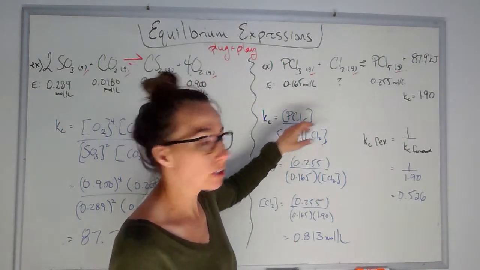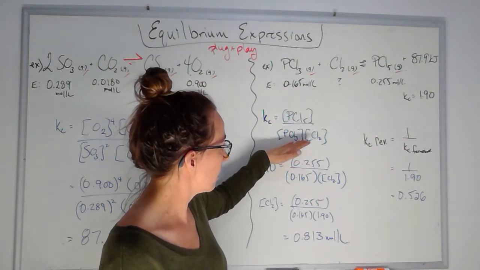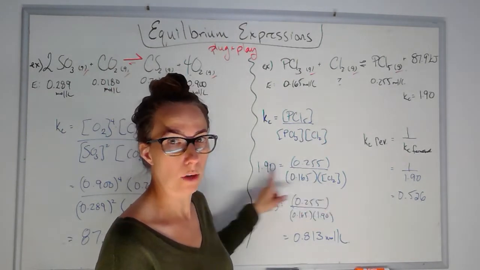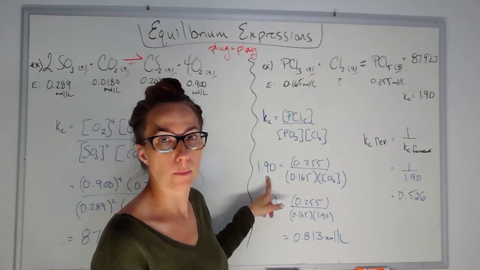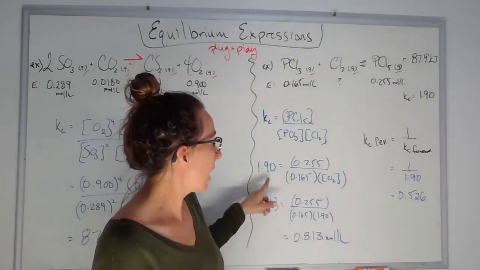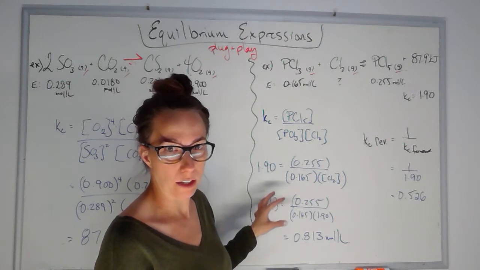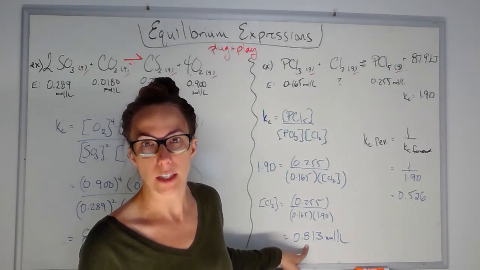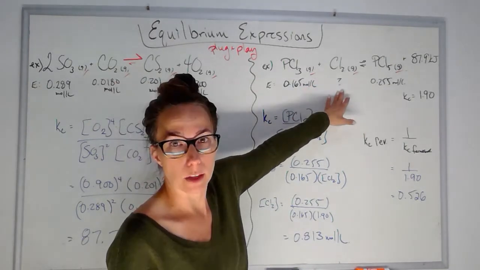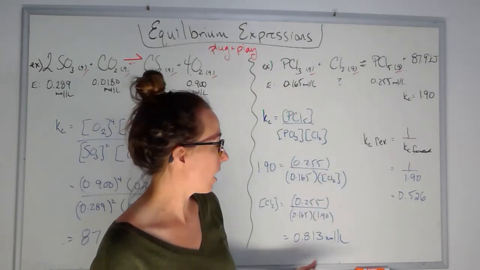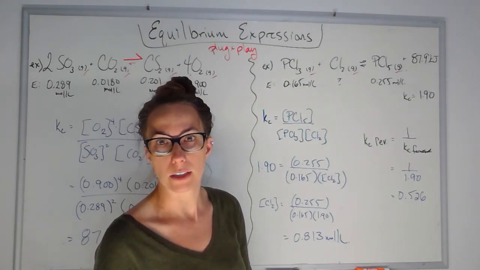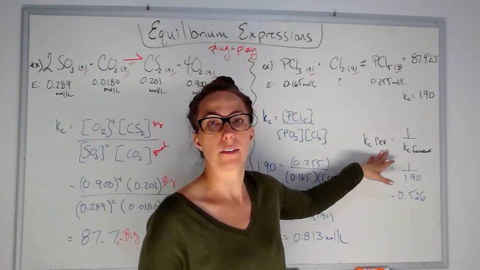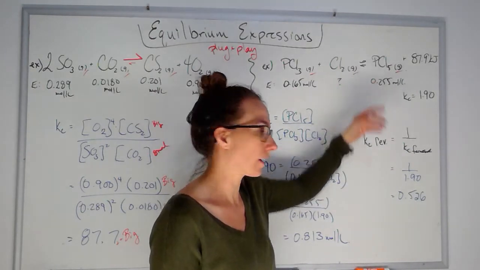So I write my expression, products over reactants, and I plug in the values. This is how much I have, this is how much I have, this is my unknown, and I know my K value is 1.9, my equilibrium constant. Rearranging through some algebra, I end up with the concentration of chlorine being 0.813 moles per liter at equilibrium. So at equilibrium, I have all 3 things present, of which that many moles per liter is the chlorine. The next question says, okay, what's the Kc for my reverse reaction?